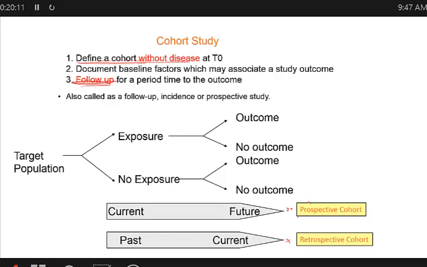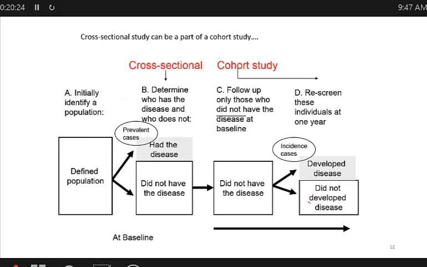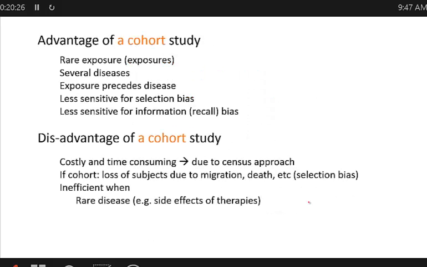All right, and then the next. So we will contrast this with a case control study. Let's see. All right, so let's wait on the case control study. Let's talk more on the cohort study.